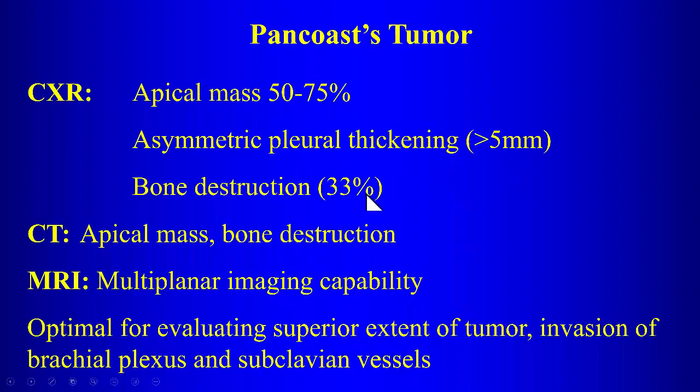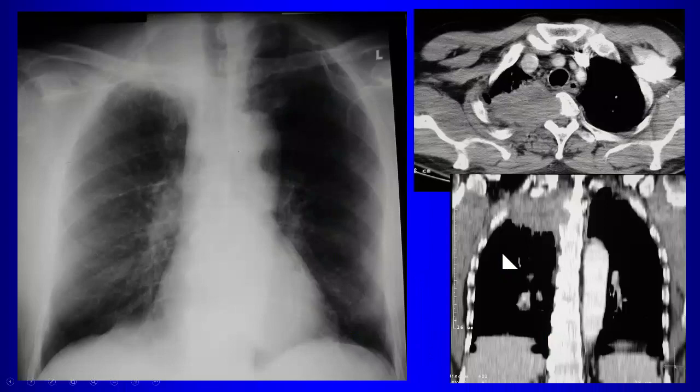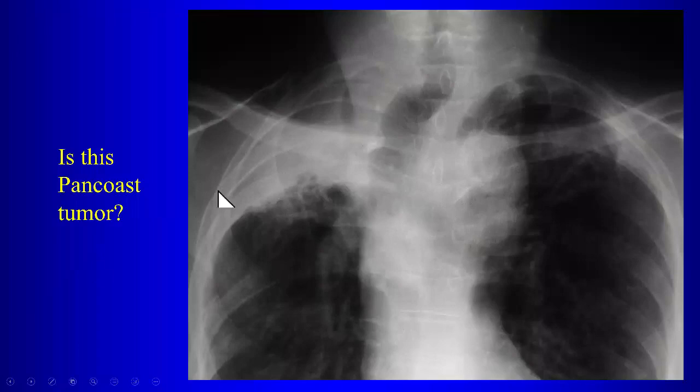Apical mass, asymmetric pleural thickening, especially if we have bone destruction. You might not always see bone destruction on the chest radiograph, so you still have to be concerned. On CT, you would see the bone destruction, and of course with MR, we can look for extension towards the vertebral bodies and towards the spinal canal also. So here's a tumor in the apex, and remember the apex is the very top of the lung, the tippy top of the lung.